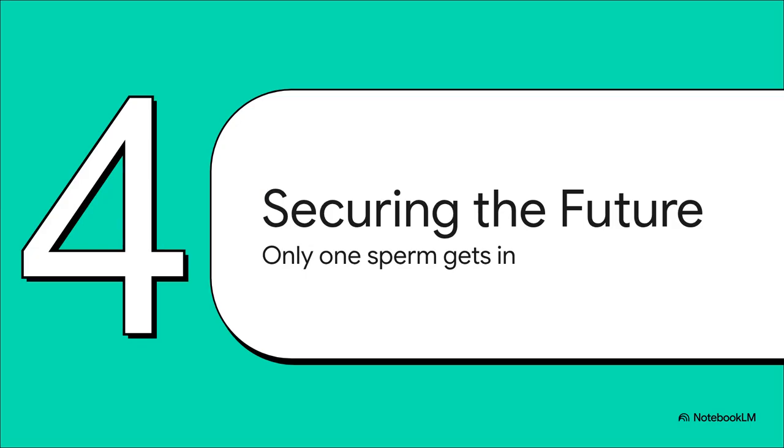Okay, so the door's been unlocked, but now the egg faces a brand new, super critical problem. Letting more than one sperm inside would be an absolute disaster. So how does it slam the door shut the instant the first one gets through?